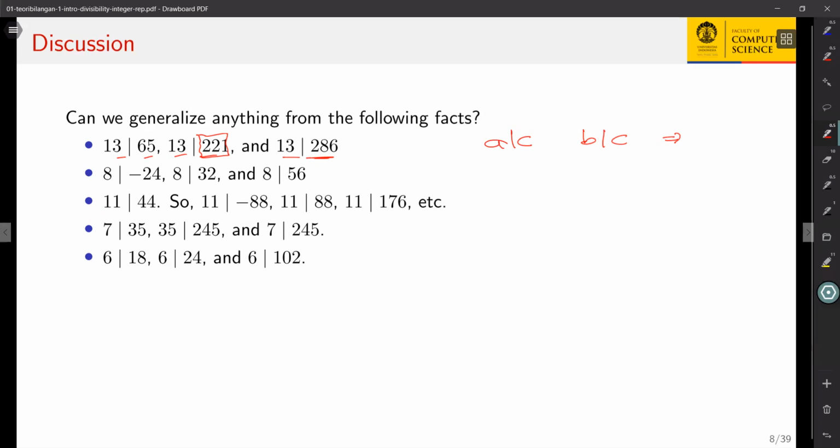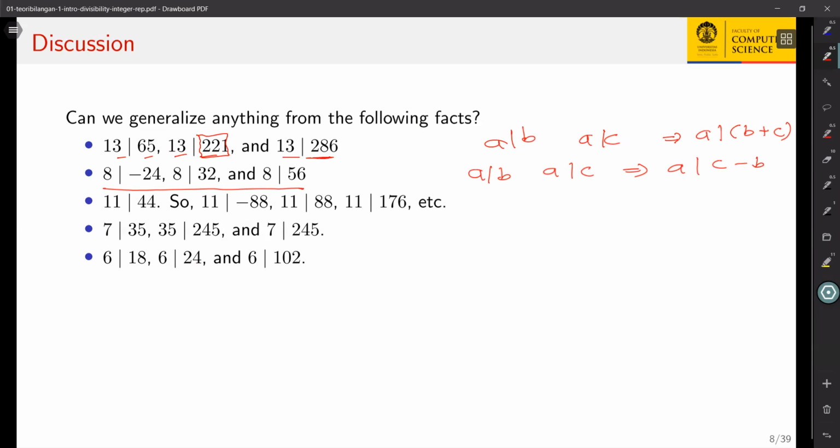Sorry, I think I made a mistake here. Let me just say A divides B, and then A divides C. Then you get that A divides B plus C. Now, similarly, what is the difference here in this case? If A divides B, and A divides C, then A divides what? C minus B, sir. Yeah, or B minus C, it doesn't matter in this case.